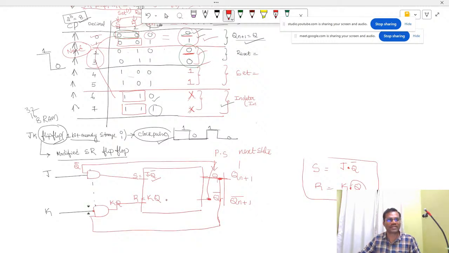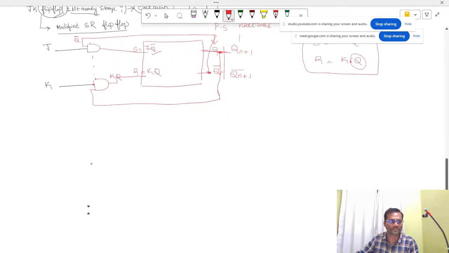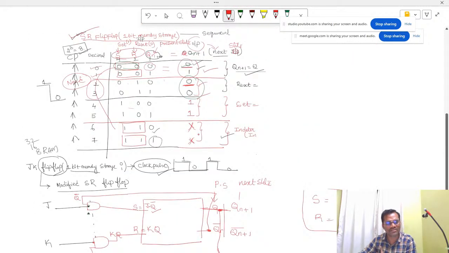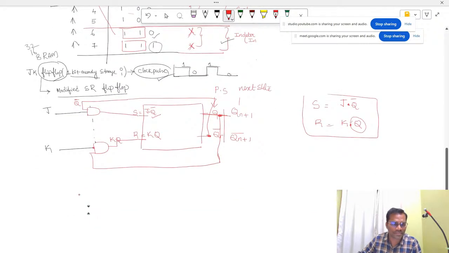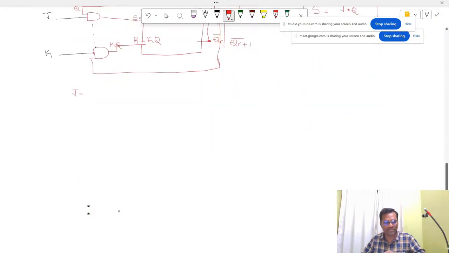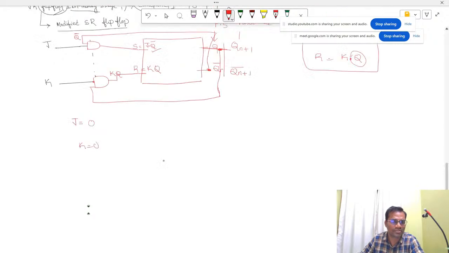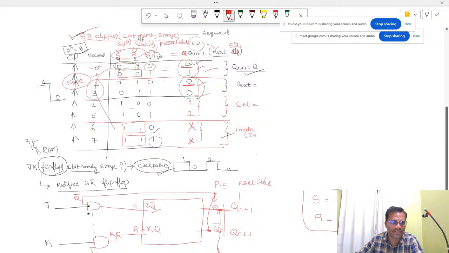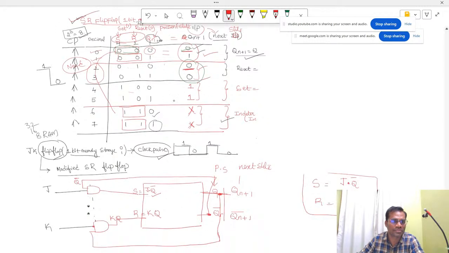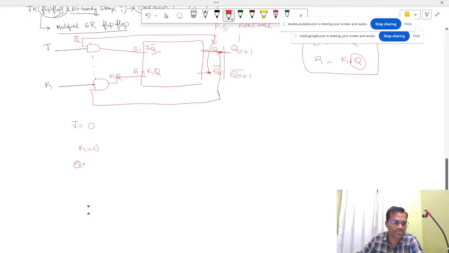So therefore you are going to have the S value and R value as J Q bar and K Q, giving Qn+1. So now let us try to realize our block. Shall I do it for the complete table or only a limited part? Limited. Okay, very simple. Now let's try to remember the JK flip flop. Let me write down the table. J is equal to 0, K is equal to 0, and Qn is also 0.